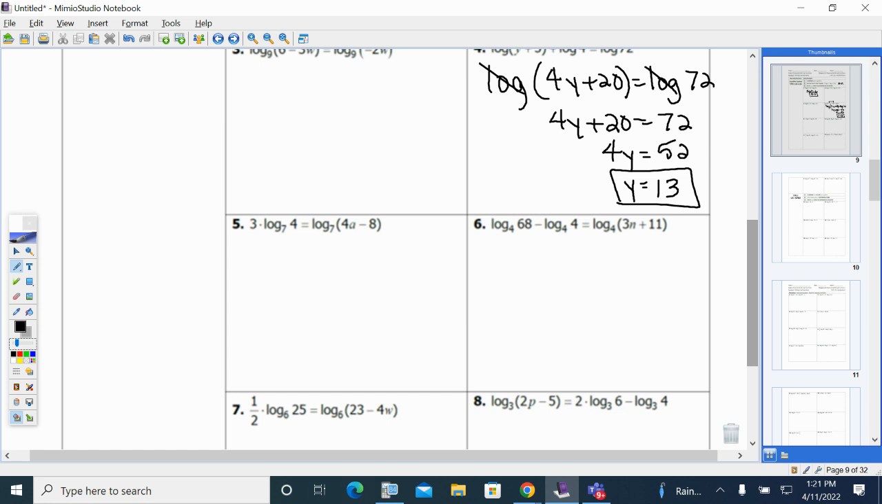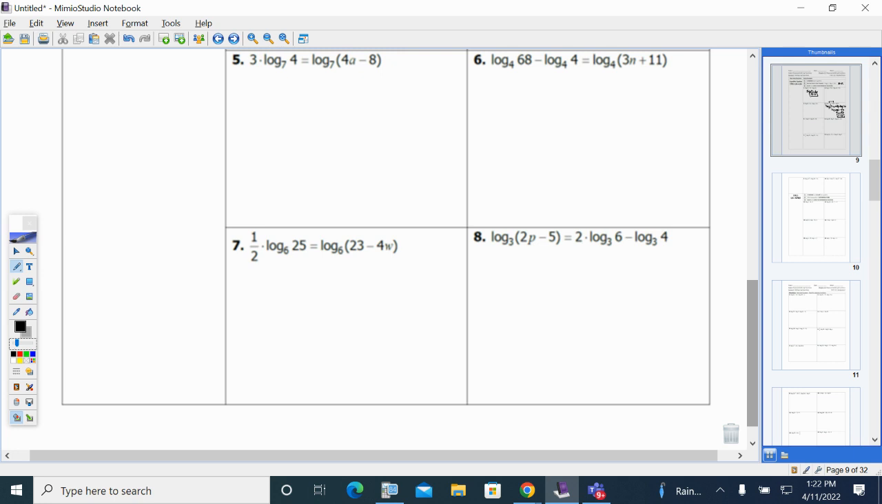Let's jump down to number 8. Looking at number 8, the right side of the equation is our problem. And what we need to do first is take care of the product, which is the exponent. So that's going to get rid of that 2. So the 2 becomes the exponent on the 6. So that's really 36. I got log base 3 of 36 minus log base 3 of 4.